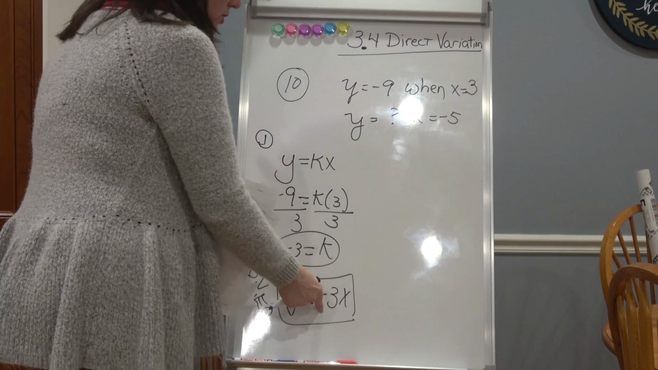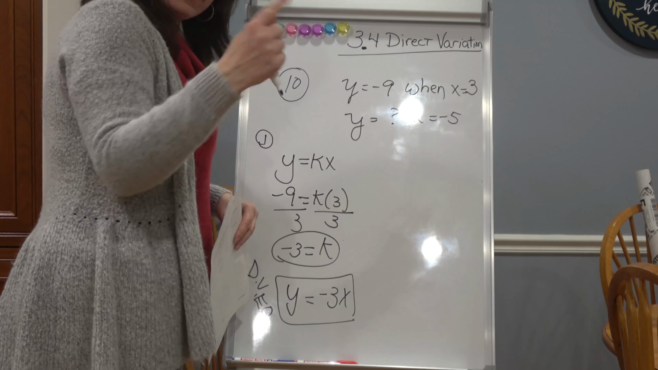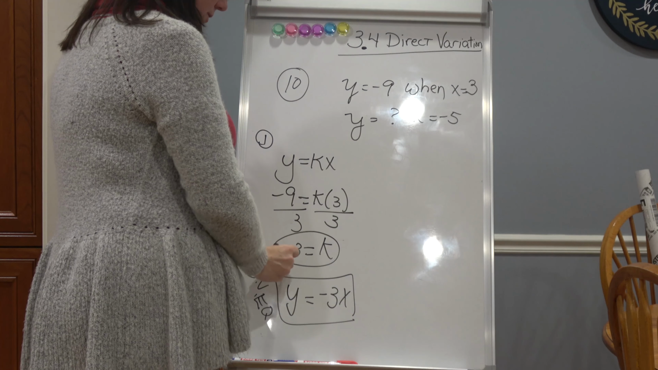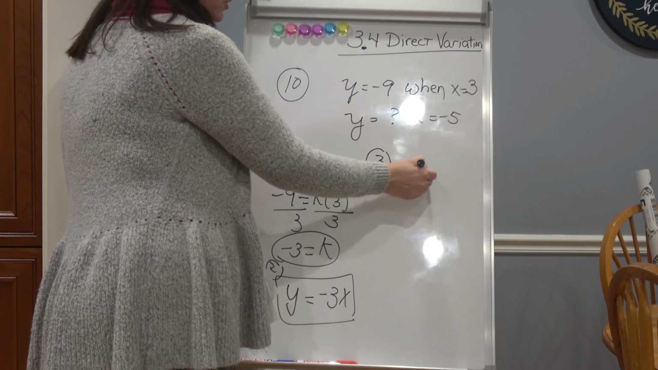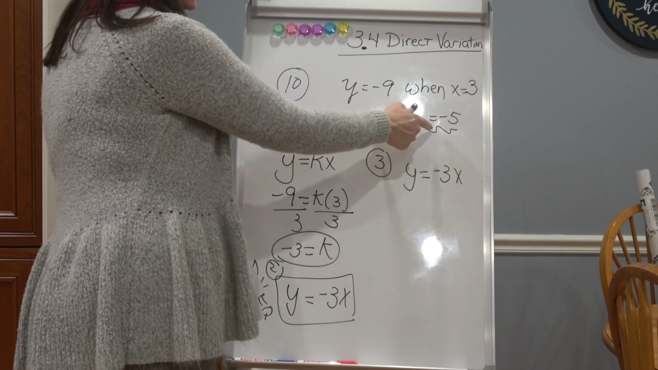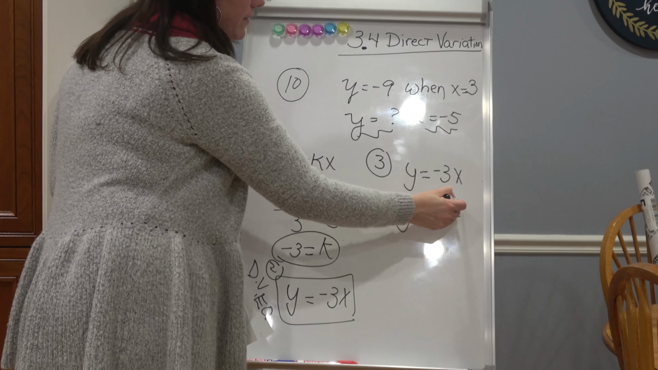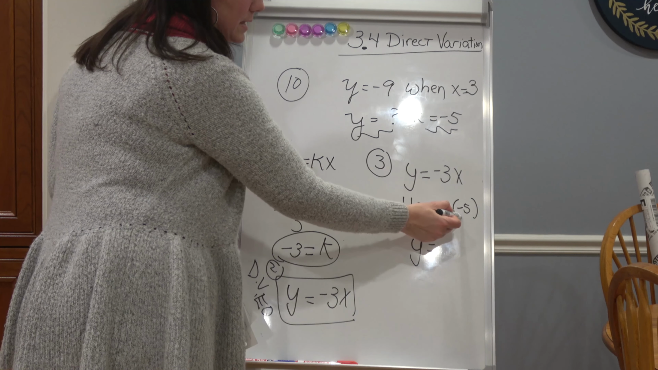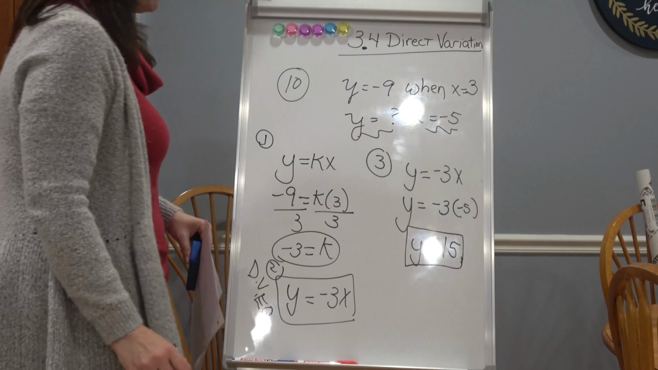Once you have the equation, you can then plug in x or y to find the other variable, right? So they wanted us to find the equation, and then they want us to use the equation. So the equation is y equals -3x. They want to know y when x is -5. So we just plug in the -5 and simplify. So -3 times -5 is +15. Okay.